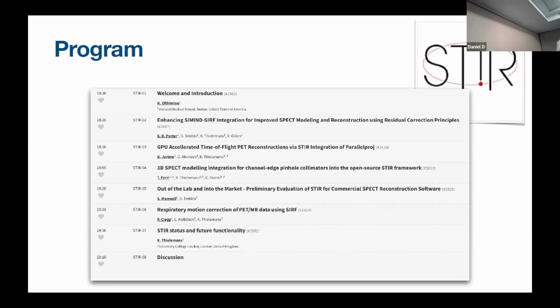So the next one is Nicole Juriew. Sorry for the pronunciation. On GPU accelerated time of flight PET reconstruction via STIR integration of Parallelproj.